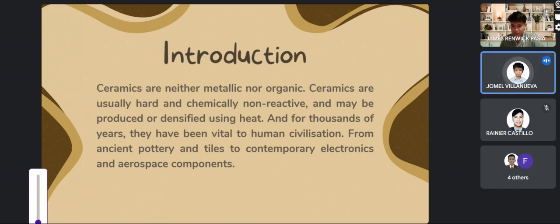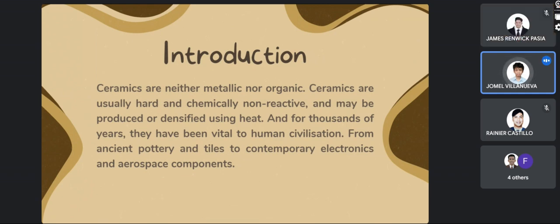Let's talk about ceramics, a fascinating class of materials that has been around us for thousands of years. Unlike metals or organic materials, ceramics have their own unique set of properties that make them incredibly useful in both ancient and modern times. They are typically hard, chemically non-reactive, and often require heat to be produced or shaped, which is why they have been used for everything from ancient pottery to high-tech electronics and even aerospace components today. Ceramics are all around us.